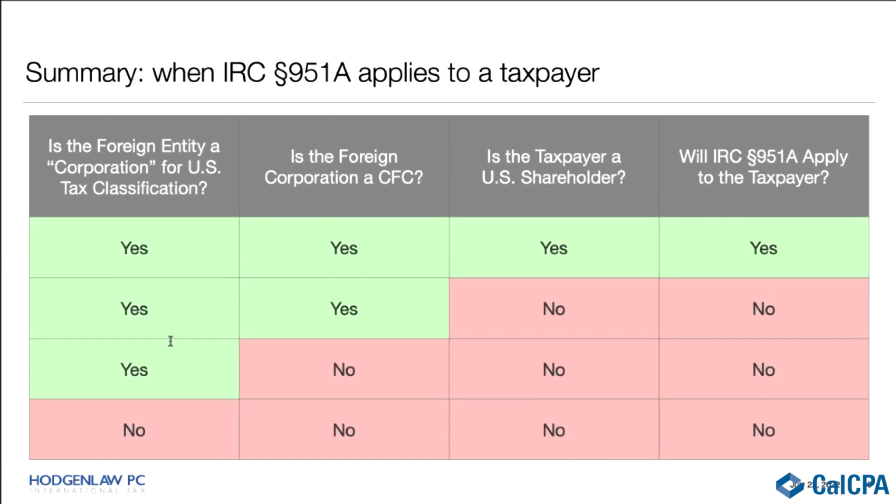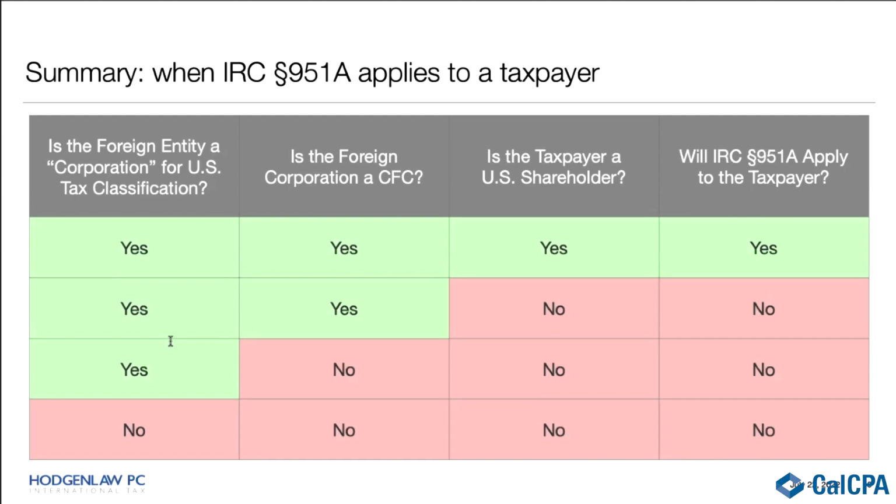So this is the quick summary that you can see. When will Section 951(a), Global Intangible Low-Taxed Income, apply to the taxpayer? And in a second, we'll talk about the implications of it. So from the left column, first things first, you look at the foreign entity and you say, is this classified as a corporation for U.S.